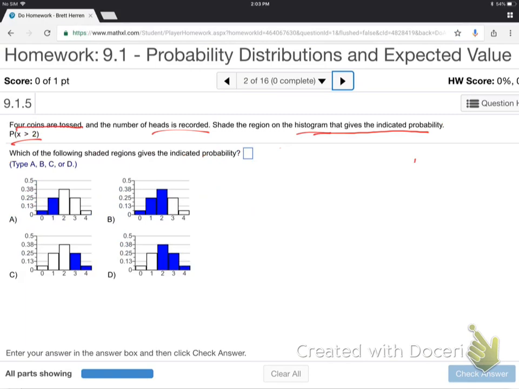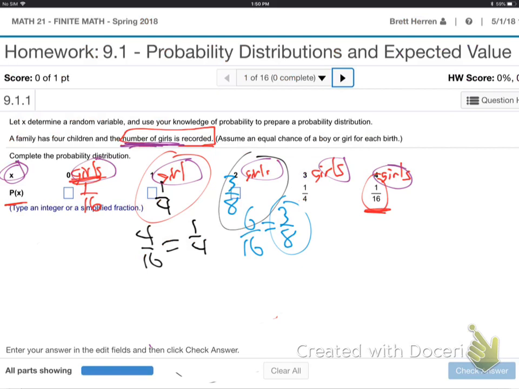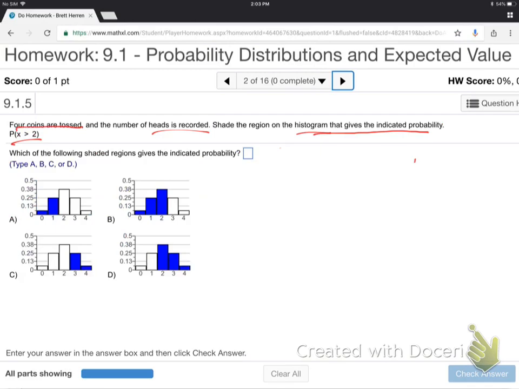Okay, so let's go back to number 3. What are they saying they're recording? Right, it's all right here. Recorded. So X is always what you're recording. So what are they recording on this problem? What does it say they're recording? Number of heads is recorded. That's your X. So whatever's being recorded, that's what you're focusing on.